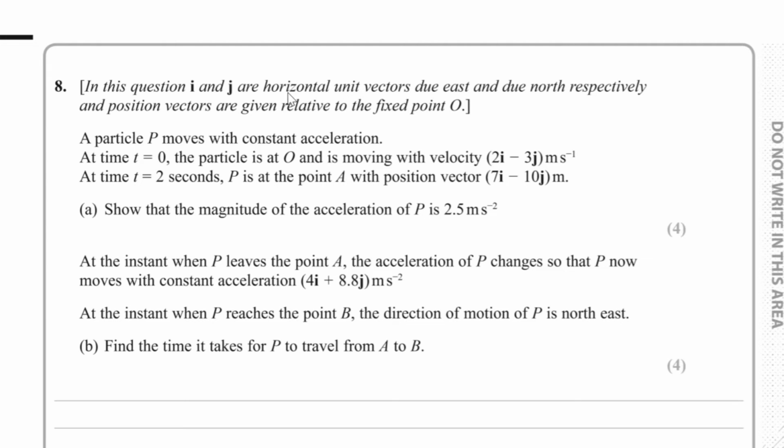Question number 8. In this question, i and j are horizontal unit vectors due east and due north respectively, and position vectors are given relative to the fixed point O. Now particle P moves with constant acceleration, so that's the first thing which is important in this question. At time t equals 0, the particle is at O and is moving with velocity 2i minus 3j meters per second, and at time t equals 2 seconds, P is at the point A with position vector 7i minus 10j meters. We have to show that the magnitude of the acceleration of P is 2.5 meters per second squared.